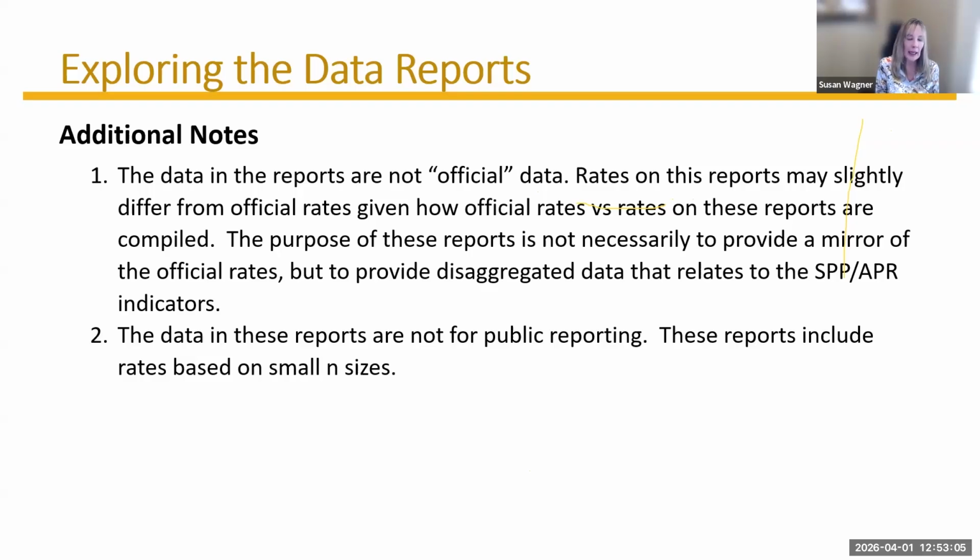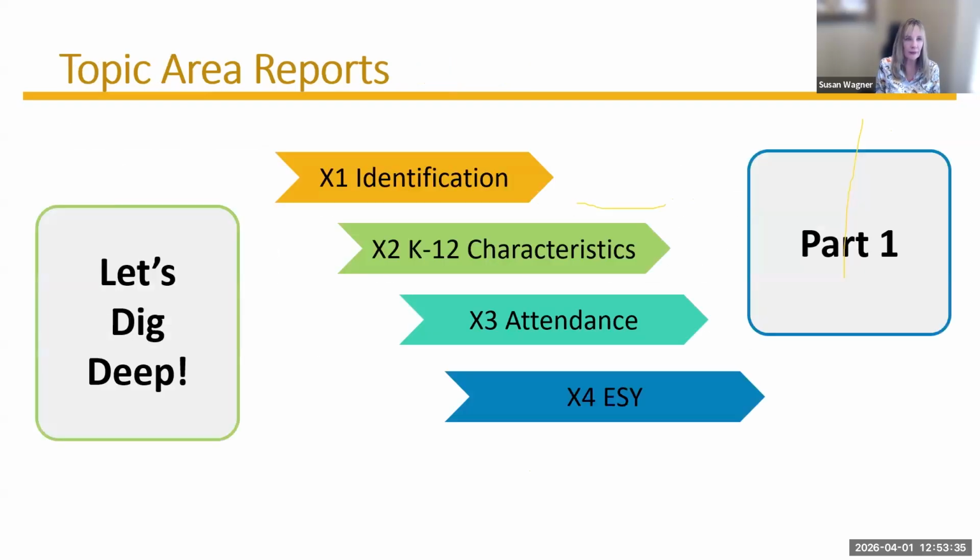Keep that in mind. The other thing to keep in mind is that the data in these reports are not for public reporting. These reports include rates based on small n sizes. Maybe at your LEA, you have only 3 students with an other health impairment. Well, these reports show how those 3 OHI kids have performed, and you don't want that to get out in the public. So these are for school and LEA use only.